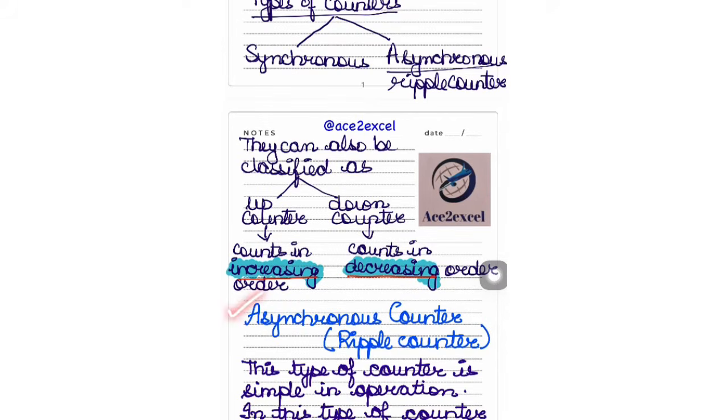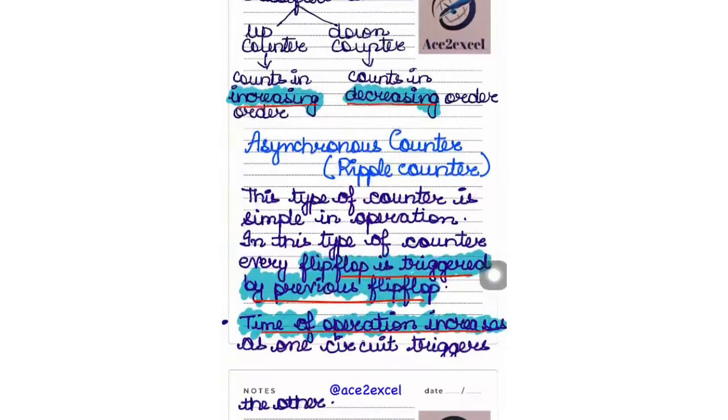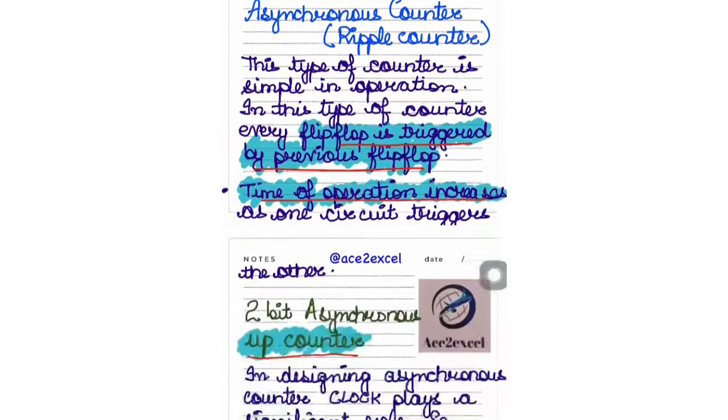Then coming to the broader classifications of counters, we classify counters as asynchronous counter. The term asynchronous counter means that the counters do not have the same clock pulse. That is, this type of counter is made so that every flip-flop is triggered by the previous flip-flop's output. Definitely, in such a circuit, the time of operation increases because one circuit triggers the other. I again repeat, asynchronous counters are known as ripple counters.